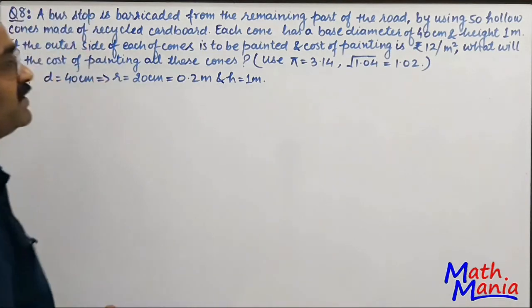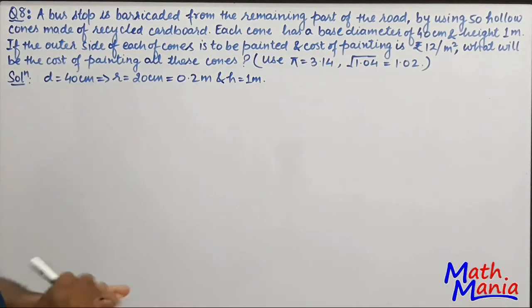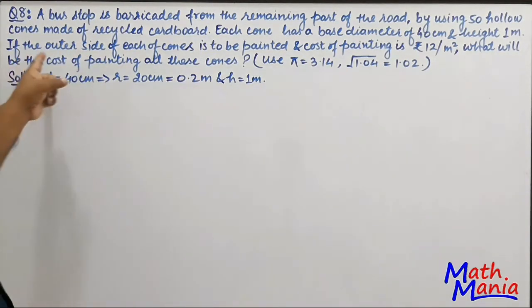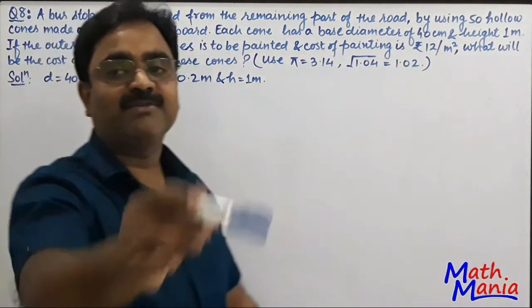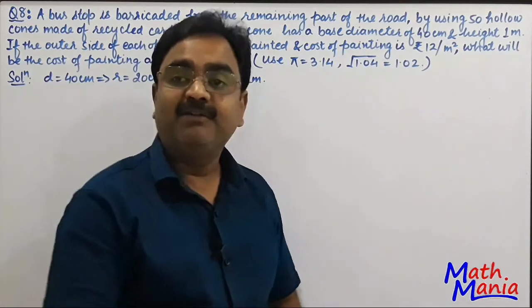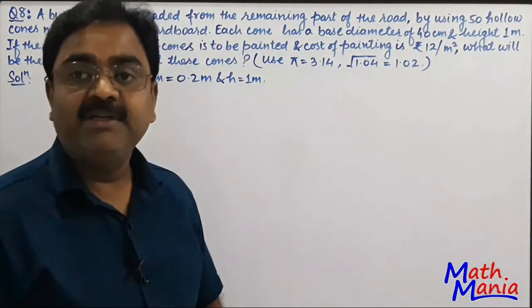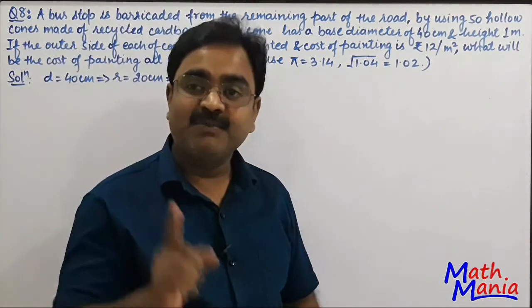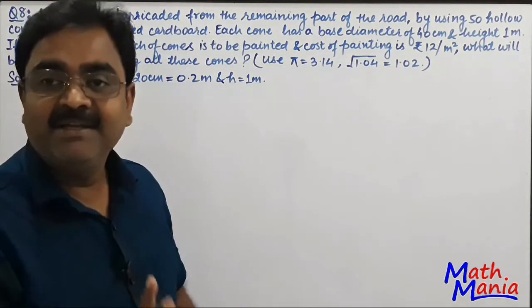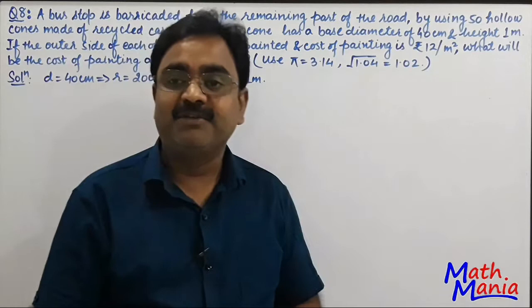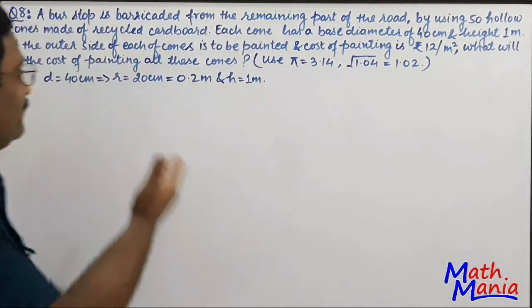So first of all, let's find its slant height. Why? Because it is given that the outer side of each cone is to be painted. Outer side means curved surface is going to be painted, and we can find the curved surface only when we have the slant height. That's why it is required to find the measure of slant height.